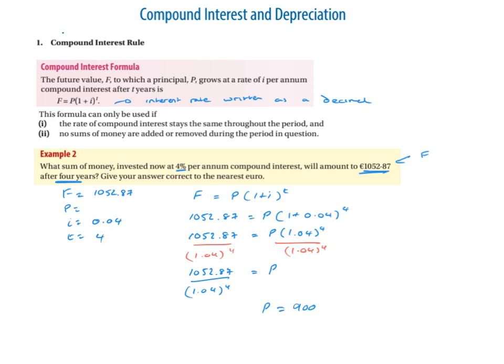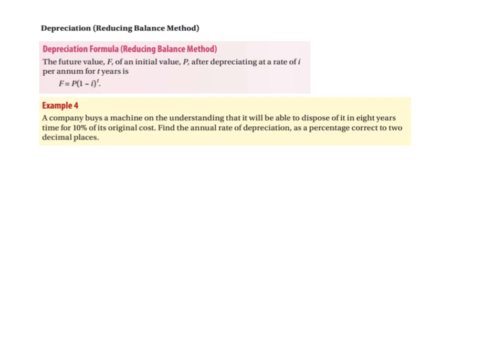Right, let's have a look at the second example. So this time we're going to look at depreciation, which is otherwise known as the reducing balance method. You can see here, again, we have a formula. Again, the same caveats as before: we're not putting any money into the system and we're not taking any money out. And you can see here, it's F = P(1 - i)^t. Again, don't forget that i has to be written as a decimal.